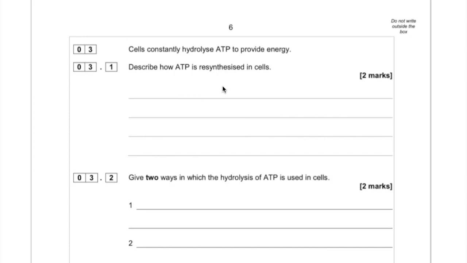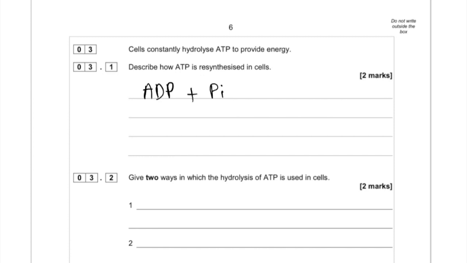Cells constantly hydrolyze ATP to provide energy. Describe how ATP is resynthesized in cells. So this question is asking you how you make ATP. And the two molecules we require are adenosine diphosphate, that's ADP, and an inorganic phosphate.